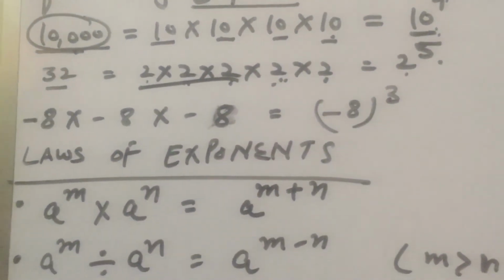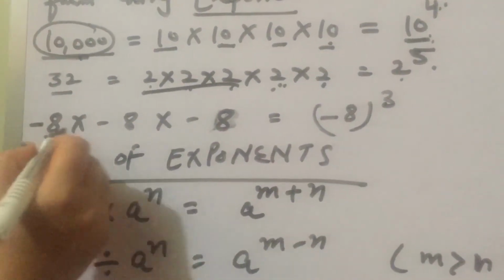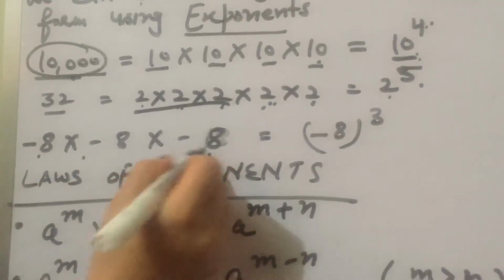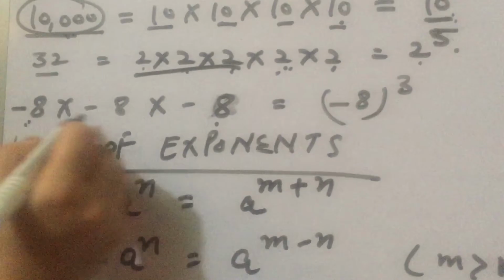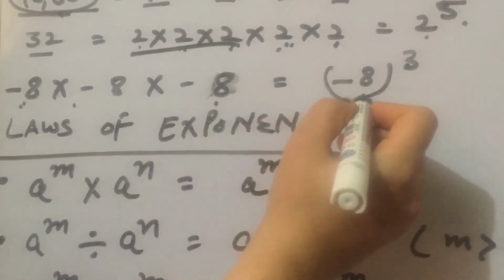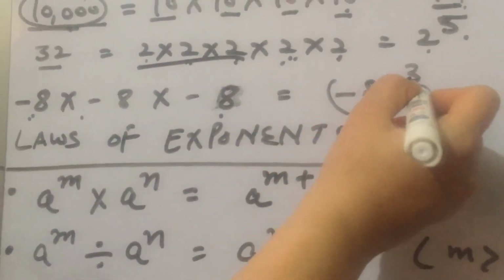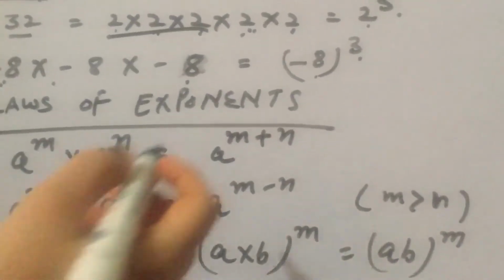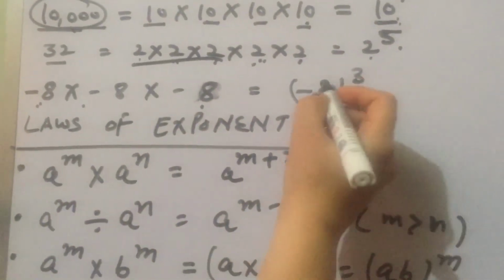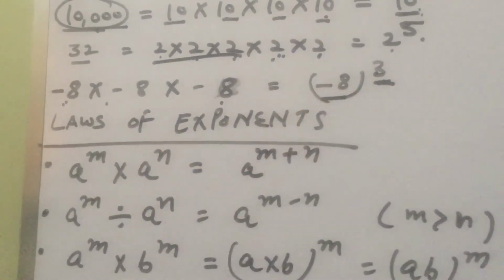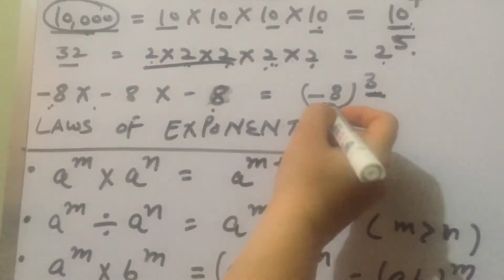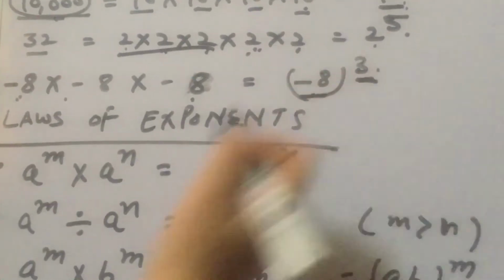Now if it is given minus 8 into minus 8 into minus 8 and we write it in exponential form, minus 8 is here 3 times, so we can write minus 8 raised to power 3. Now in minus 8 raised to power 3, 3 is the exponent, and what is minus 8? Minus 8 is the base. Base is minus 8 and 3 is the exponent.